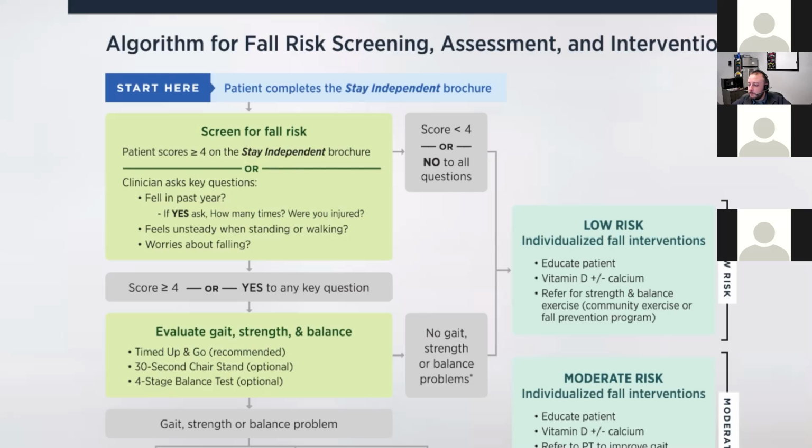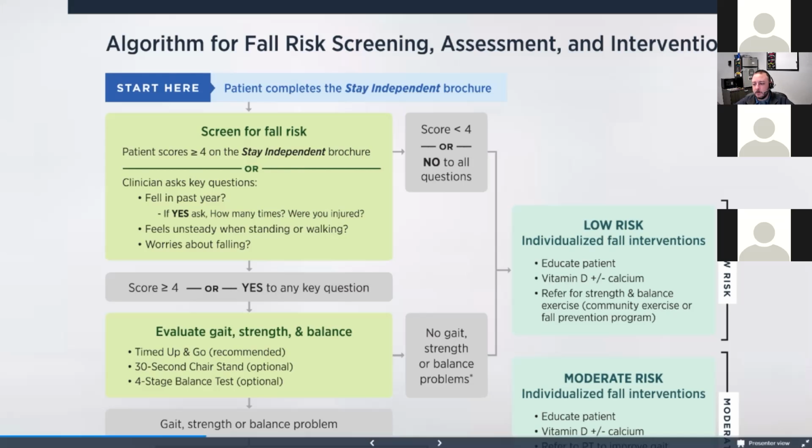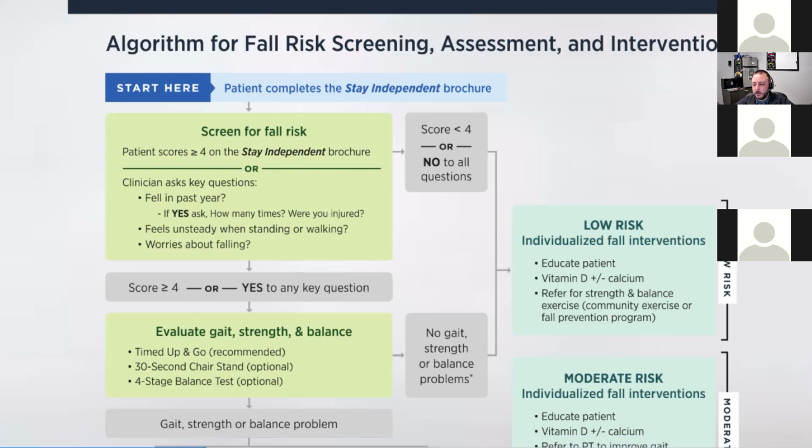If they score higher than a 4, then we go down to evaluate the gait test and strength and balance. They have 3 tests that you can do. I'll give you the links to the videos to watch in just a second. These tests take maybe 5 minutes, if that, and you can do them in the home. They're super easy. The Timed Up and Go test is the recommended one, and then there are 2 optional ones. If they do well on these tests, they're considered low risk.